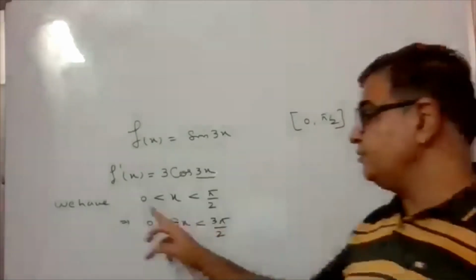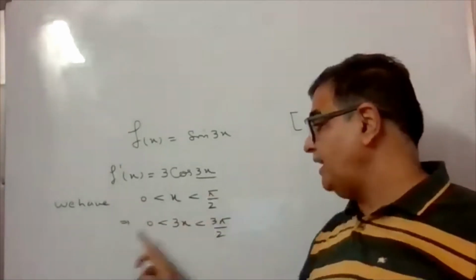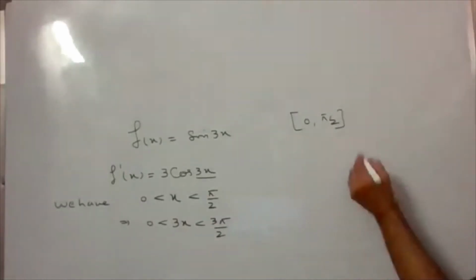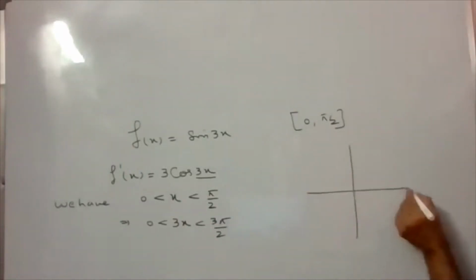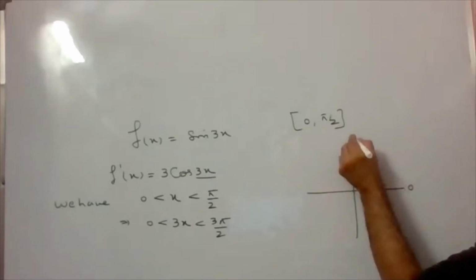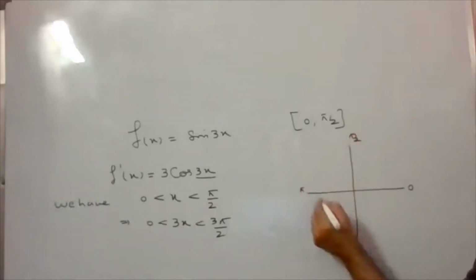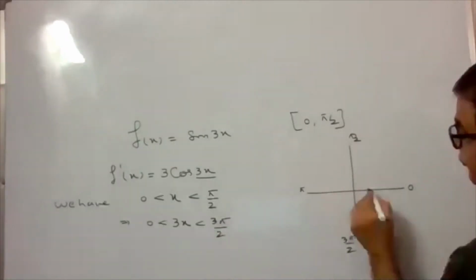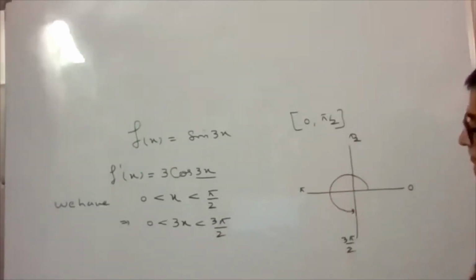So we have x between 0 and pi by 2. This implies 3x is between 0 and 3 pi by 2. So 0 to 3 pi by 2 means the interval goes like this: 0, this is pi by 2, pi, and this is 3 pi by 2. So 3x is going from this to this.